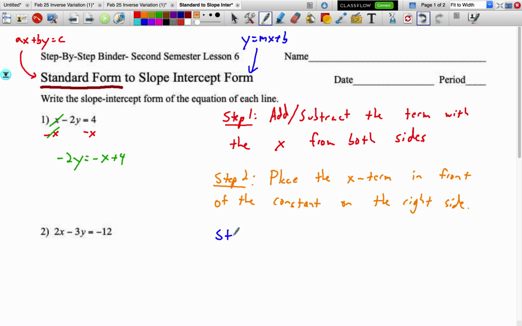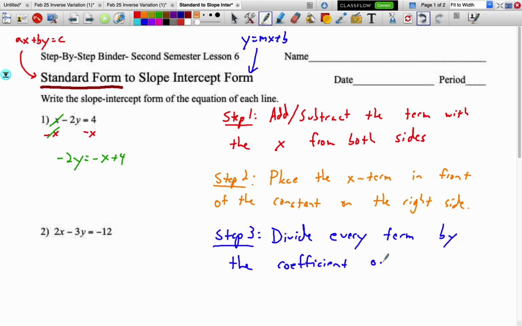All right, step 3. We want to divide every term by the coefficient on y. So here our y's coefficient is negative 2. We're going to divide every single term by negative 2.